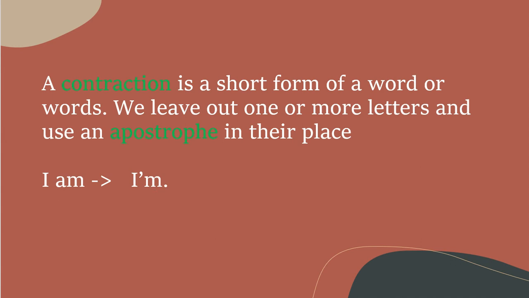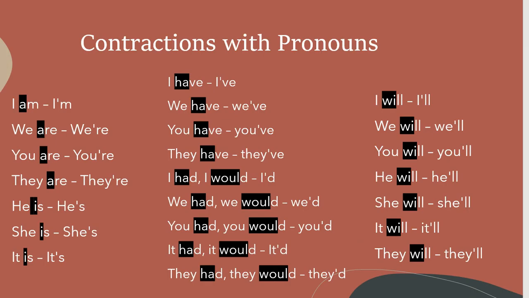Okay. So let us see how we make contractions with some pronouns. Now, don't get confused. So many things are written. So look at the first column. Only at the first column. What do you see? Am, are, is. So children, whenever you find is, am, are, what we do? We remove the first letter. Whenever you find is, am, are, remove the first letter. And where the first letter is removed, in place of it, put an apostrophe.